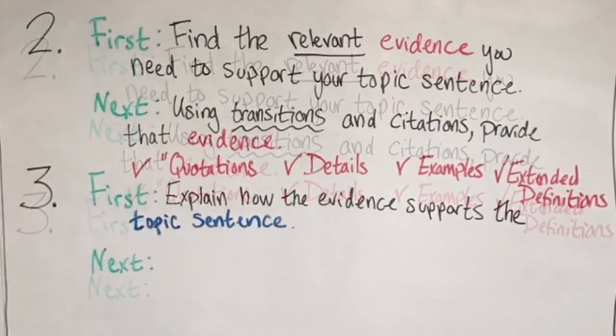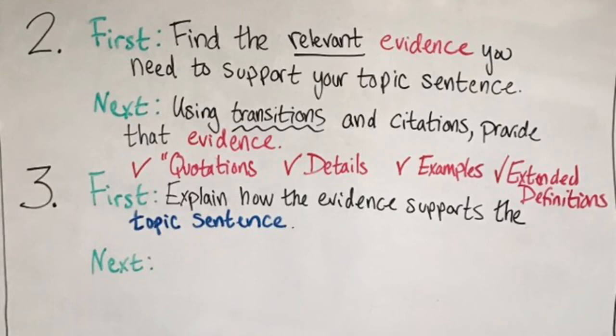Third step, we're on the third step already, is that you explain how your evidence supports the topic sentence. Don't just dump your evidence in and tell your reader to figure it out for themselves. You've really got to explain why that evidence is important to what you're doing. A lot of students don't like to do that, and it's really unfortunate because you go through the process of finding relevant evidence, but then you just kind of fall short. Why does it matter? You've got to do some of the thinking for your reader.